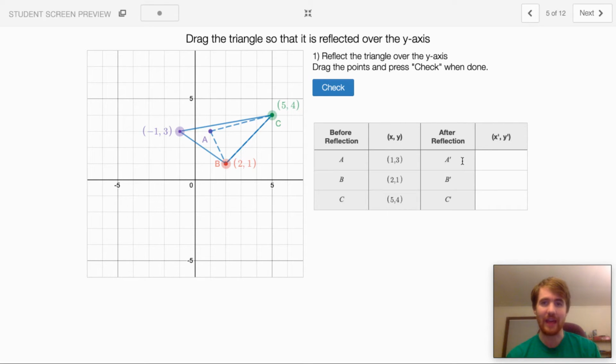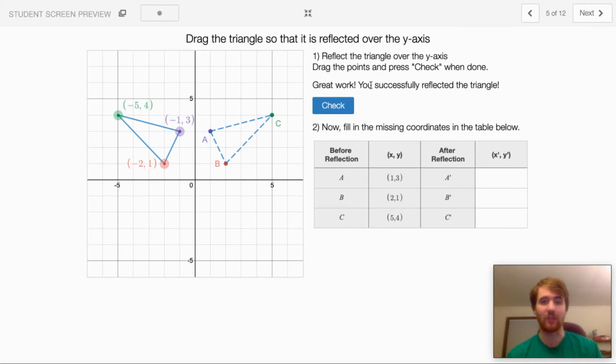We call this A prime. It's the new A. B is 1, 2 away from the y-axis, so it's going to be 1, 2 away on the other side. And with C, it's actually 1, 2, 3, 4, 5. We have to count to get to the y-axis. Now, since we're reflecting over this vertical line, it's going to be staying on the same straight line. And we can see now our new reflection looks pretty good. Check it. Great work. We reflected it.